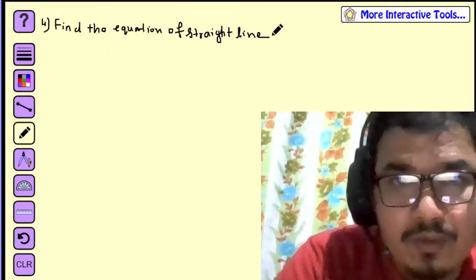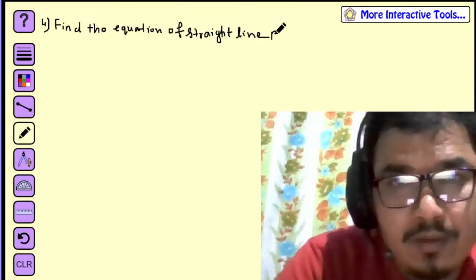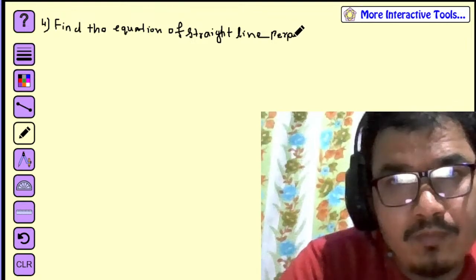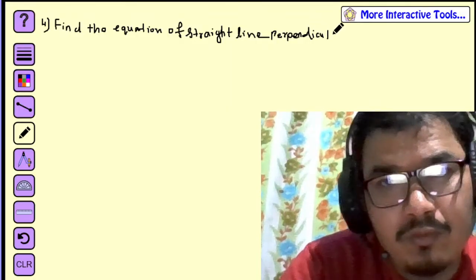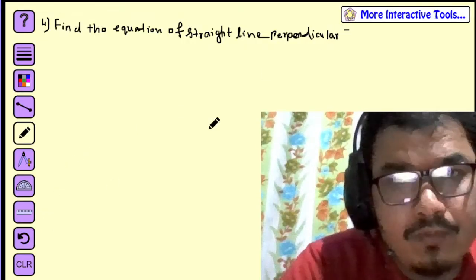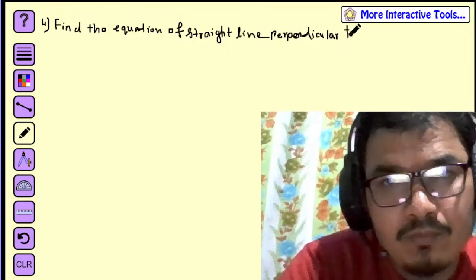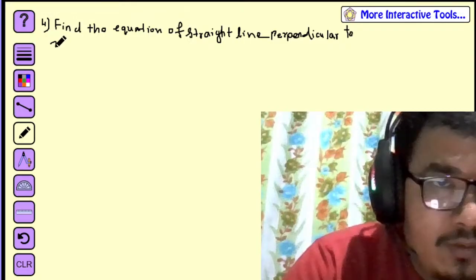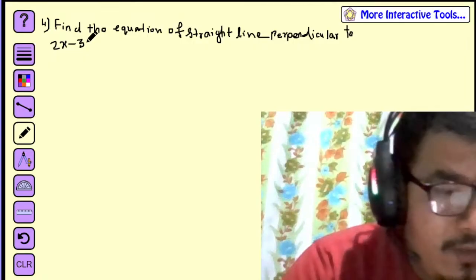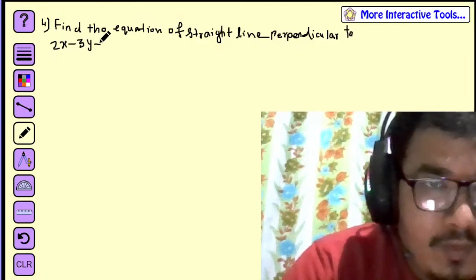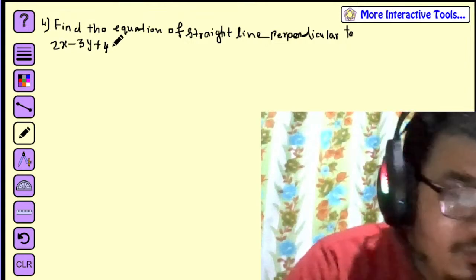The main word here is "perpendicular to." Perpendicular to, there is given one equation: 2x minus 3y plus 4 equals 0.